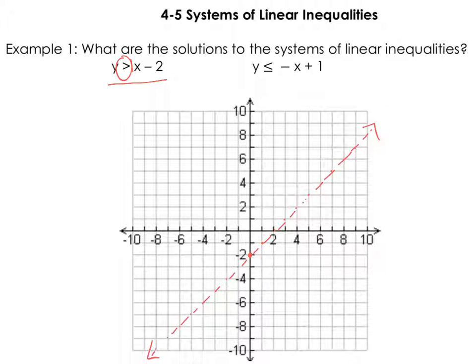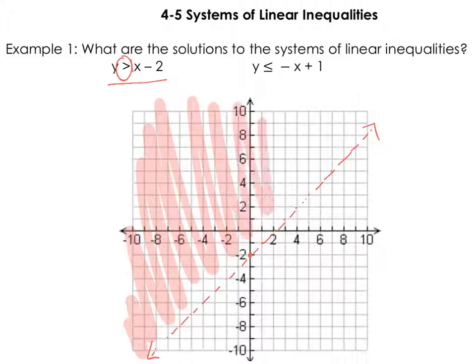Okay, now that I have my dashed line, I need to shade somewhere. So since my graph was greater than, I'm going to shade everywhere that is above my line. Okay, now let's look at my second equation. Y is less than or equal to -x plus 1.